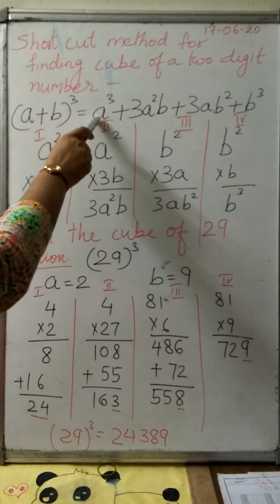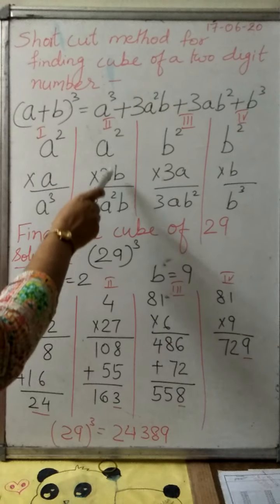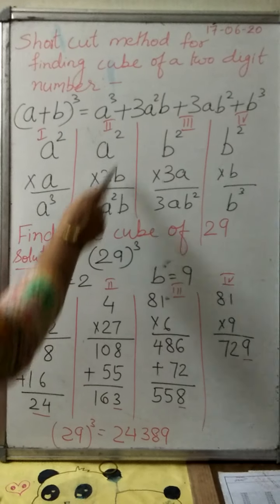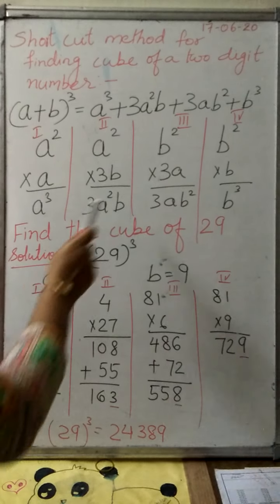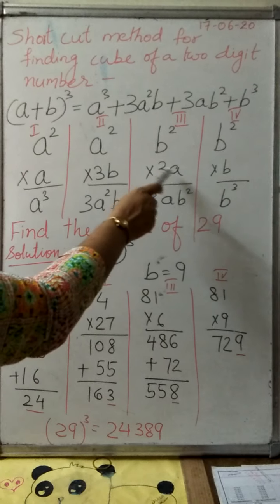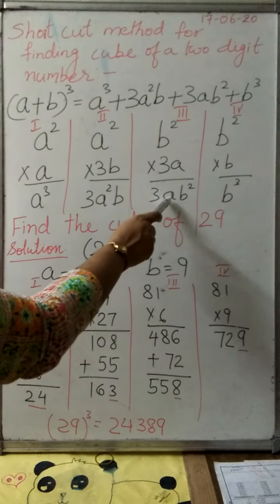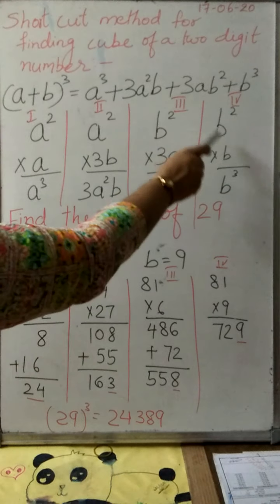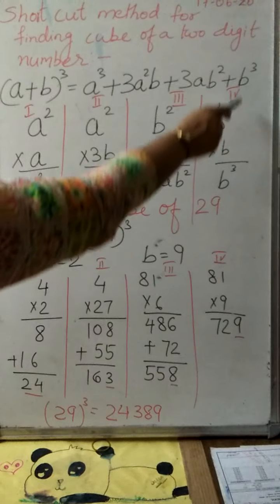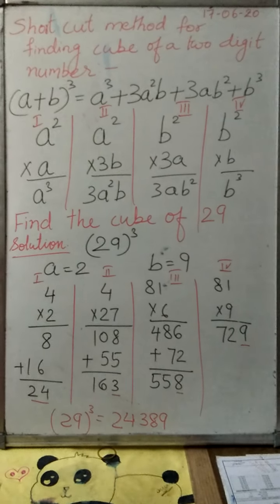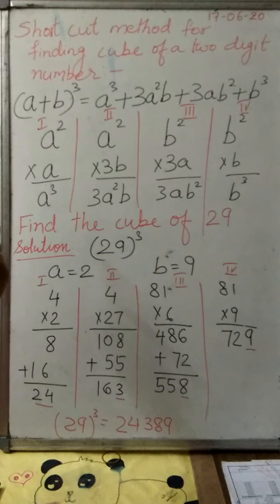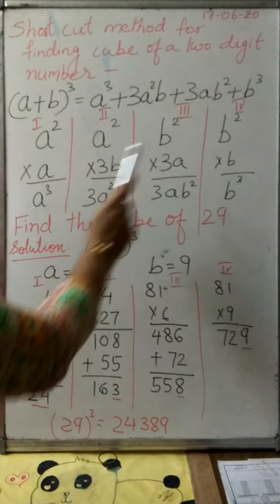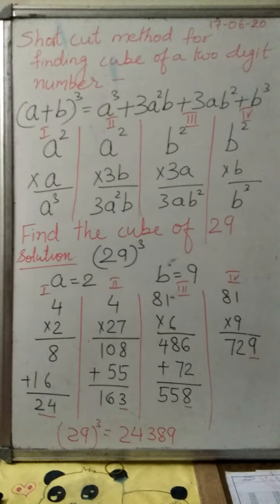When you will multiply a square and 3b, the answer is 3a square b here. When you will multiply b square into 3a, the answer is 3ab square. And the last column, b square into b, that is b cube. So first, to find through shortcut method, you have to arrange this formula column wise as it is, you can see on board.